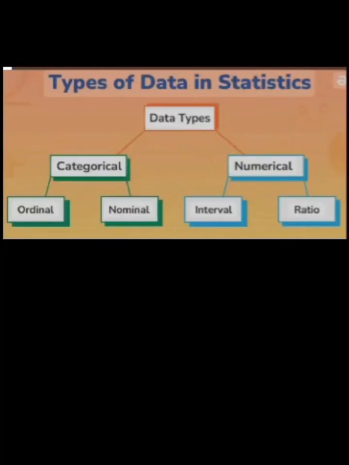So, let's proceed to data types. We have data types, categorical and numerical. For categorical, we have ordinal and nominal. For numerical, interval and ratio.